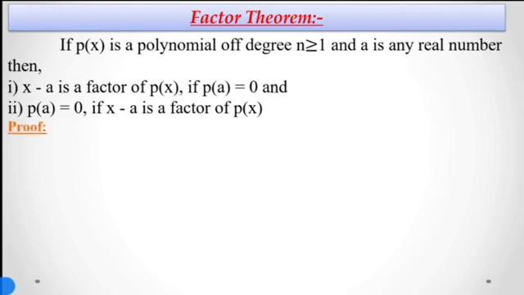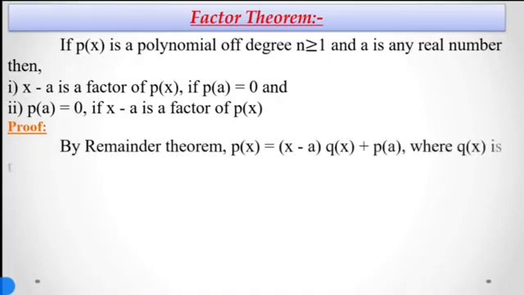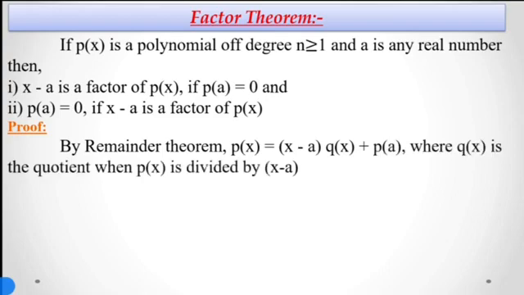Proof. By using remainder theorem, we are going to prove this theorem. So first consider the remainder theorem. By remainder theorem, p of x equals x minus a into q of x plus p of a, where q of x is the quotient when p of x is divided by x minus a. That means x minus a is the divisor. So this is the remainder theorem. I hope everyone knows this. Now let's prove the first condition.